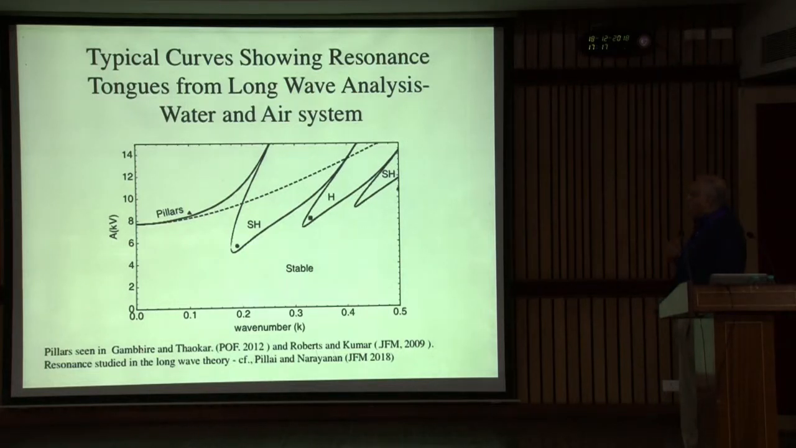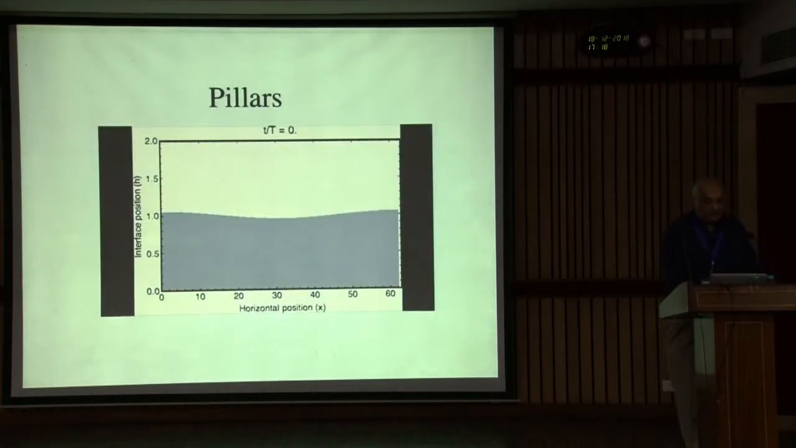These pillars were seen by Gambhir and Thaukar, and also by Roberts and Satish Kumar. What we did was we took this and we have included inertia. The earlier works did not have inertia, and you need inertia in order to see resonance. Without inertia, you will not see any resonance at all. So we've now taken this resonance in the long wave theory, and I'm going to talk about these 3 points, the triangle, the circle, and the square, show you depictions of what they look like, and then show you an experiment.